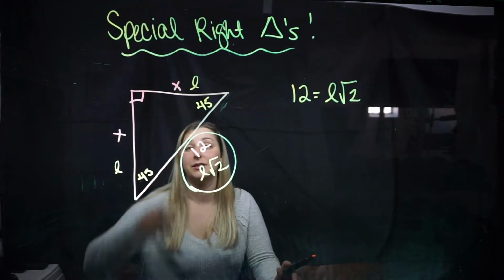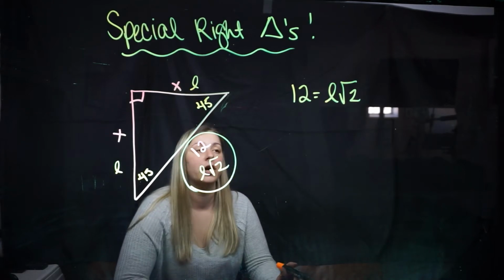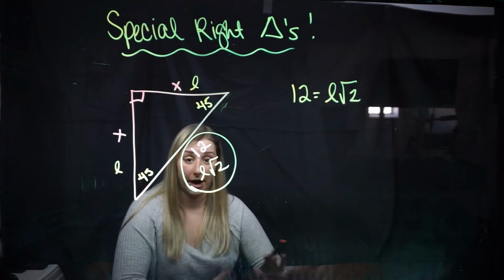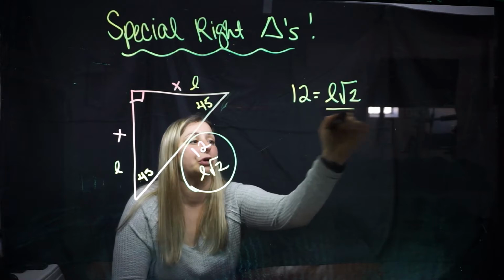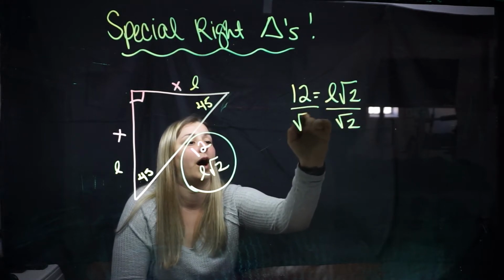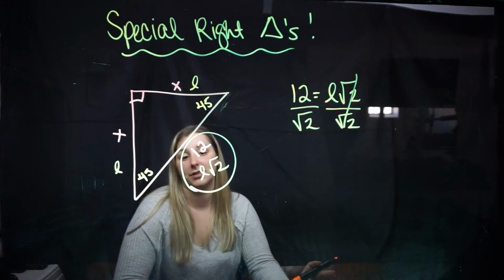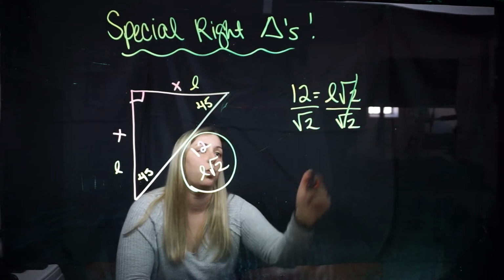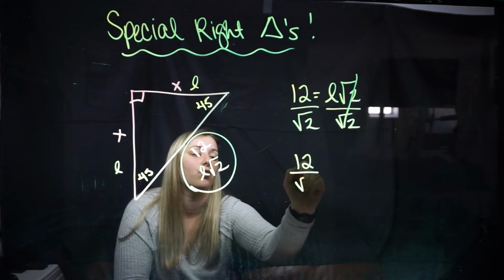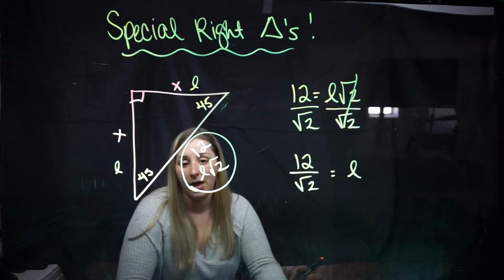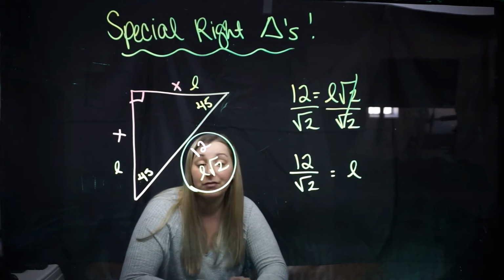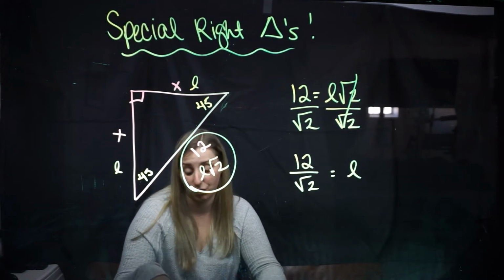And essentially, I'm solving for L, or the leg. So if I want L by itself here, I have to go ahead and get rid of that radical 2. So I'm going to divide by rad 2 on both sides. Now we know that obviously that's going to go away because when you divide it, it's equal to 1. So we have 12 over rad 2 is equal to L. Now that's not allowed, right? You can't have a radical in the denominator, so we do have to rationalize.